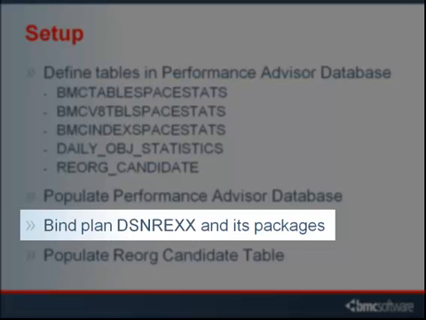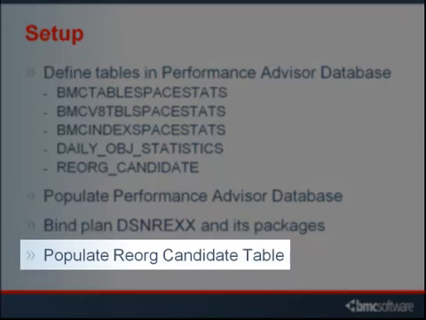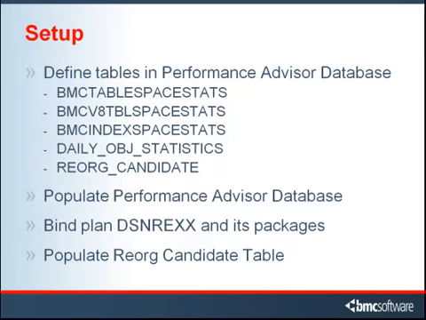Next thing we need to do is to ensure that our plan and packages are there, bound, and valid. The plan, of course, is DSNREXX and all of its associated packages. And finally, we need to analyze the Performance Advisor database looking for reorg candidates, and we will populate the reorg candidate table with those that meet not only an organizational dysfunction capability, but also a performance degradation threshold as well. Now, having said all that, let's take a look at the job as an example.